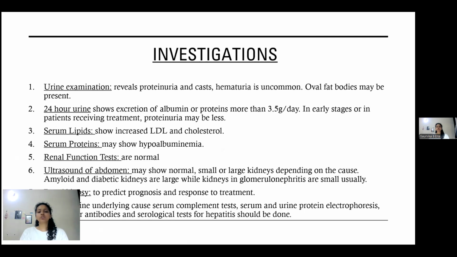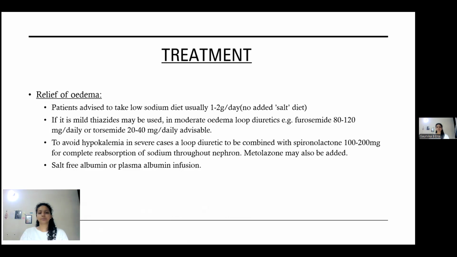Ultrasound of the abdomen may show normal, small or large kidneys depending on the cause. Amyloid and diabetic kidneys are large, while kidneys in glomerulonephritis are usually small. Renal biopsy is done to predict prognosis and response to treatment. To determine the underlying cause, serum complement tests, serum and urine protein electrophoresis, antinuclear antibodies, and serological tests for hepatitis should be run. Treatment includes relief of edema.